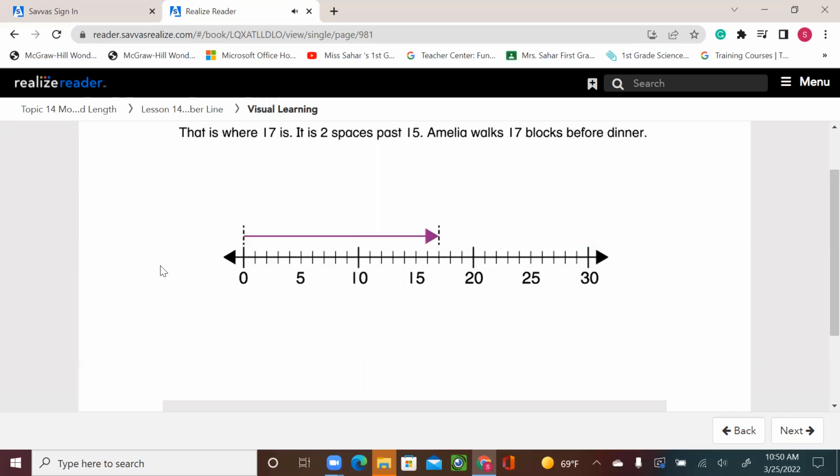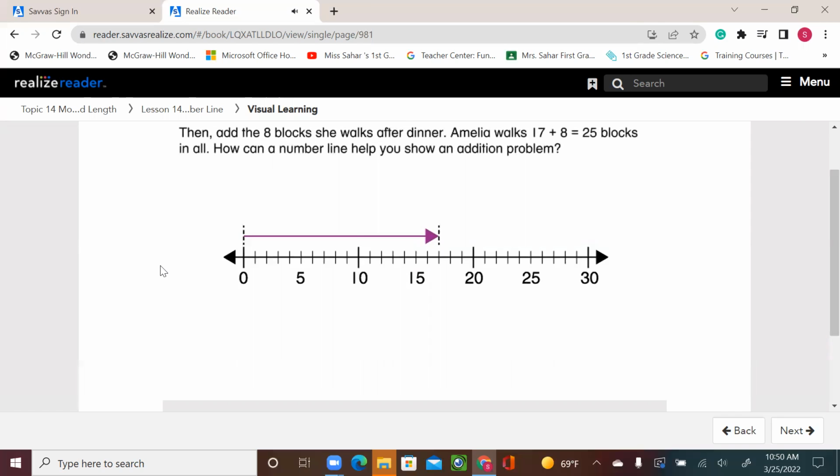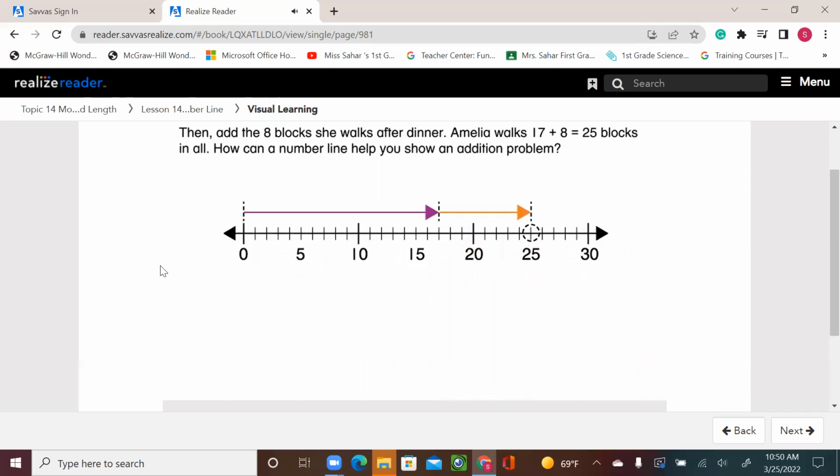Amelia walks 17 blocks before dinner. Then add the 8 blocks she walks after dinner. Amelia walks 17 plus 8 equals 25 blocks in all. How can a number line help you show an addition problem?